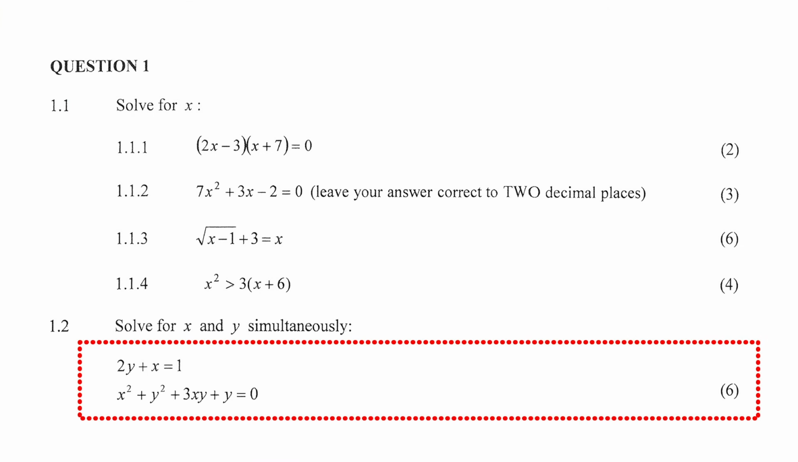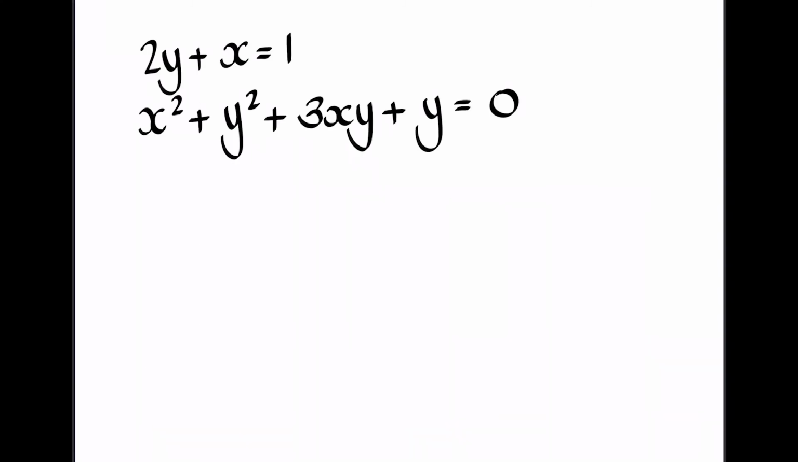The next question is my simultaneous equation question. 2y plus x equals 1, and x squared plus y squared plus 3xy plus y equals 0. So I'm going to start by writing out my two equations, and then I'm going to label them. So I have equation number 1, and I have equation number 2.